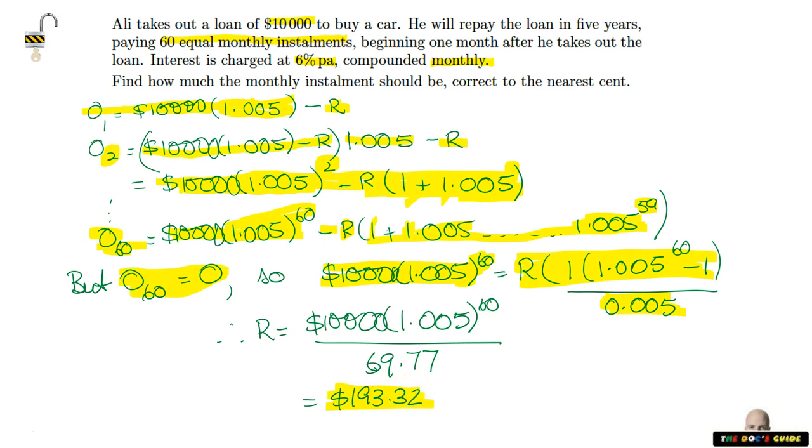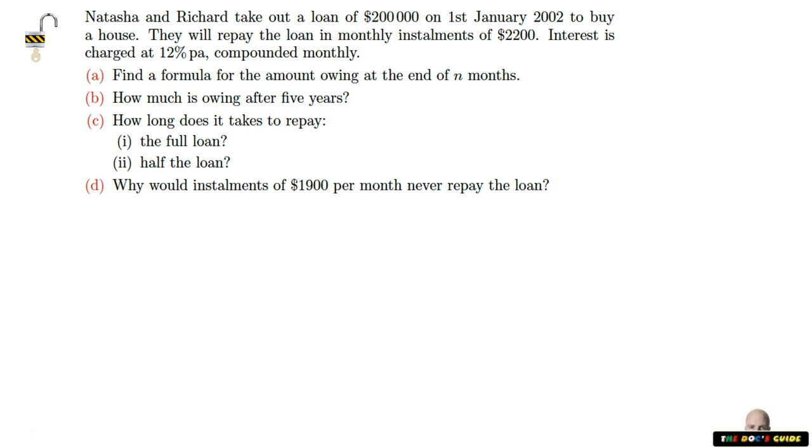So it's all about patterns, as I said. We're aiming to set up the sum of a GP somewhere. So let's look at this one. Natasha and Richard take out a loan of $200,000 on 1st of January 2002. There are monthly instalments of $2,200, so this time they're telling us the repayment. Interest is 12% per annum compounded monthly, so that means 1% per month. So first part, find a formula for the amount owing at the end of n months.